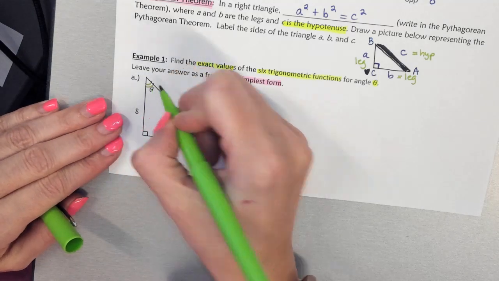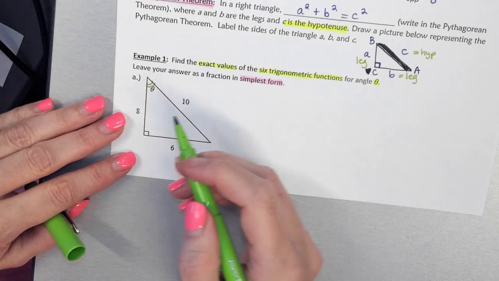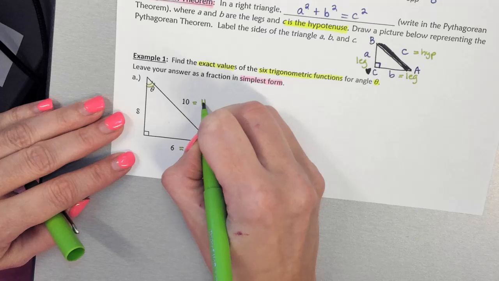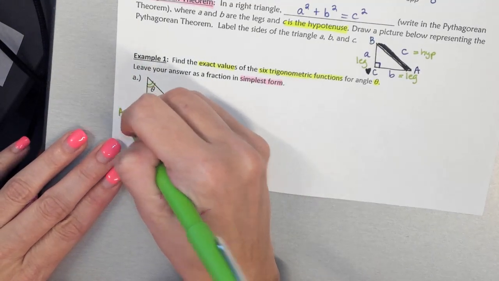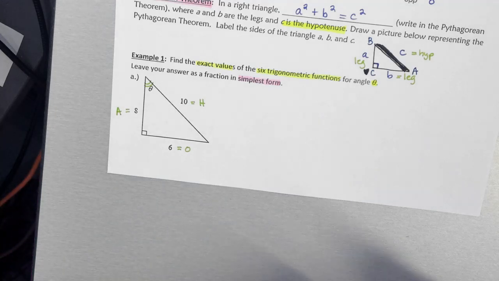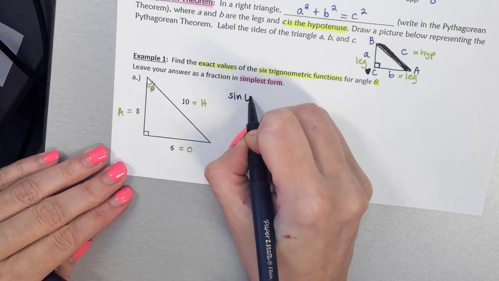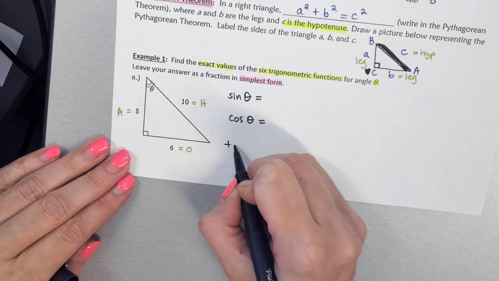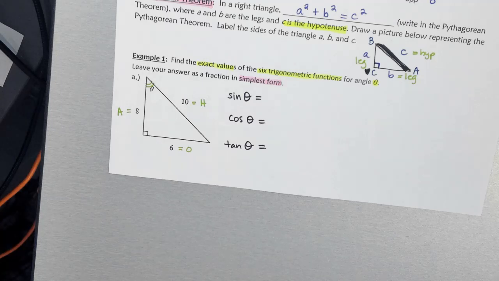So if this is theta, then 6 is the opposite side. There are 2 sides that are adjacent, which is why I generally write down the hypotenuse first. Then what we're going to do is find the sine, the cosine, the tangent, and the reciprocals. Can you guys find the sine, the cosine, and the tangent in simplest form?